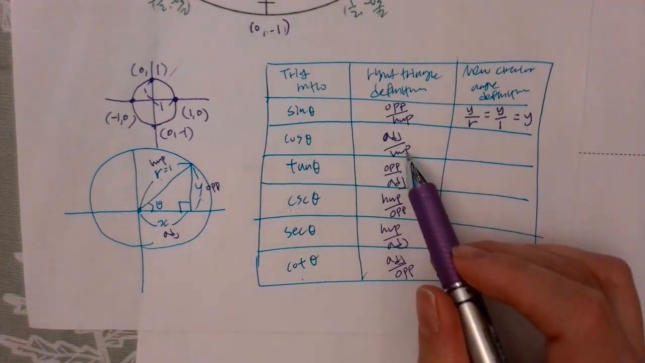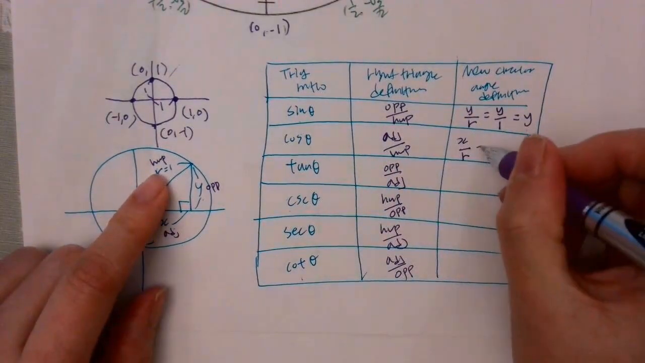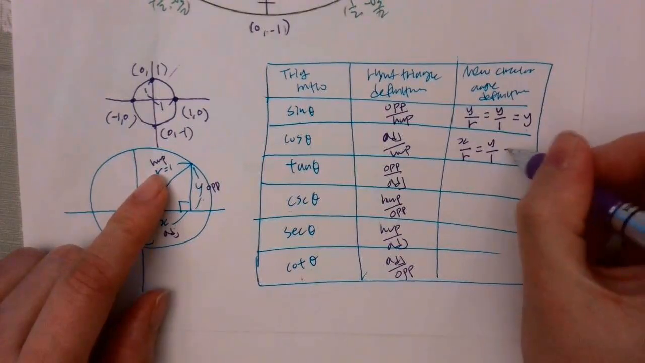Cosine of theta is adjacent over hypotenuse. Adjacent is x, over the hypotenuse, the r value, but it's a unit circle. r is 1, the radius is 1.